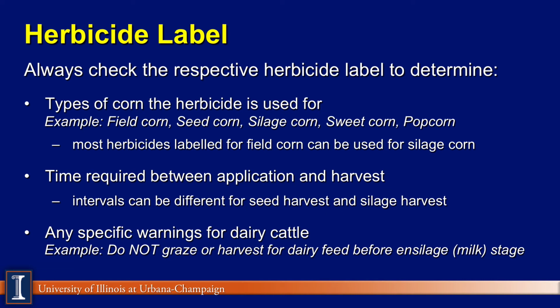Now, these intervals can sometimes vary between whether or not the seed is harvested and taken to the elevator as grain, or if it be harvested for silage corn. And then finally, of course, always check the label for any specific warnings related to dairy cattle. For example, there could be a herbicide label that advises that the treated corn is not grazed or harvested within a certain number of days after the application, or that the application should not be made after some certain developmental stage of the corn crop itself.